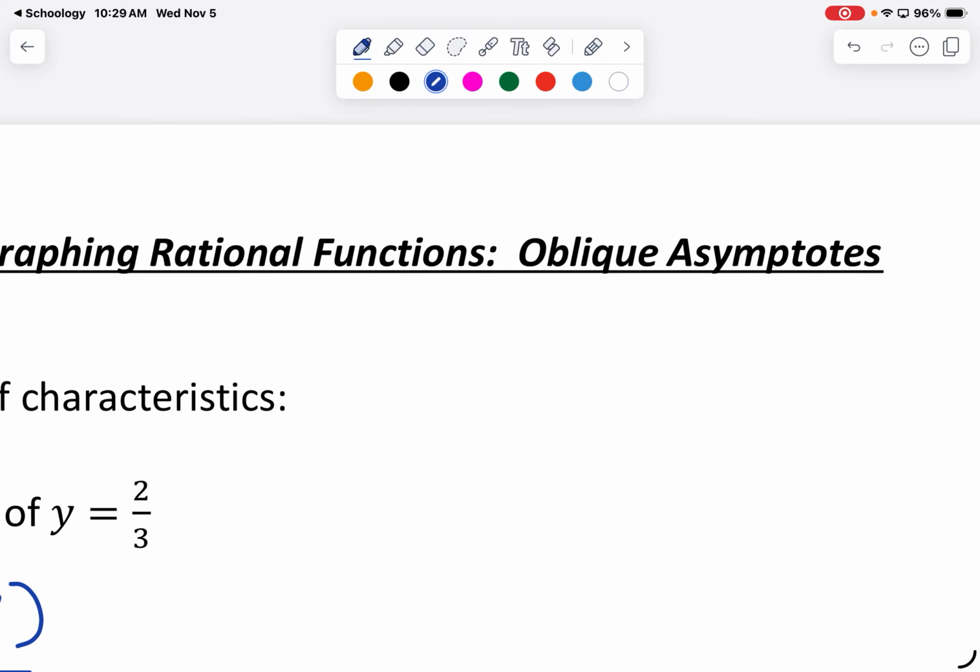All right, welcome to our video on graphing rational functions, and this is going to be with oblique asymptotes. We've already started graphing rational functions, but we've had horizontal asymptotes, but we haven't graphed anything when the degree in the numerator has been bigger, right? So we're gonna look at that today. Okay, go ahead and start by doing the warm-up.